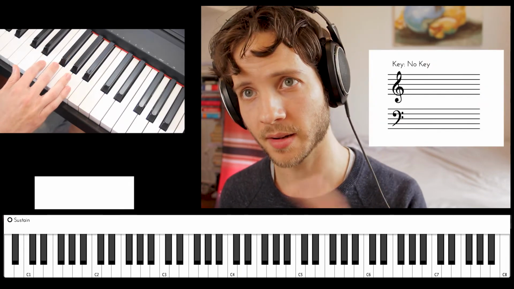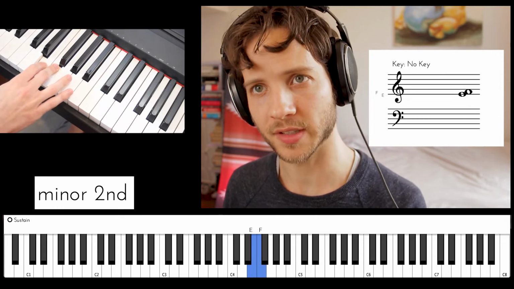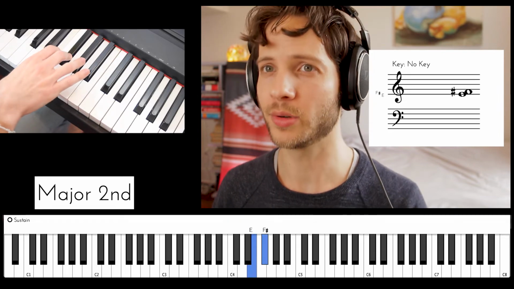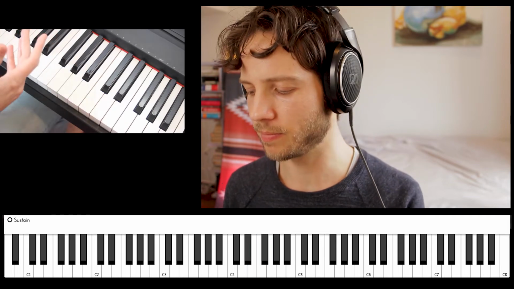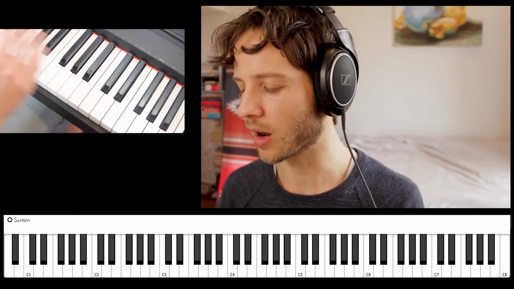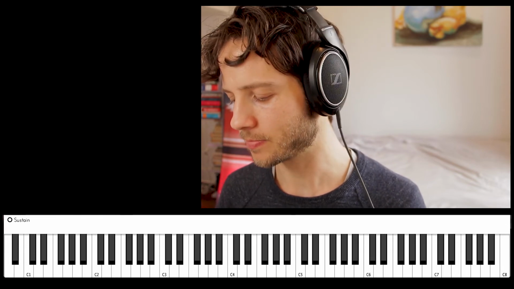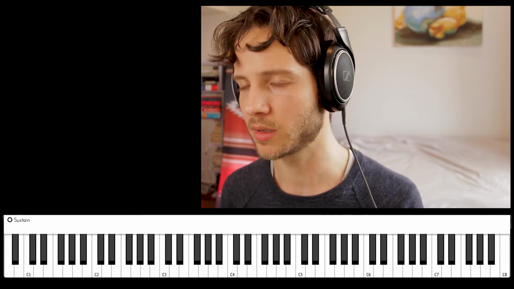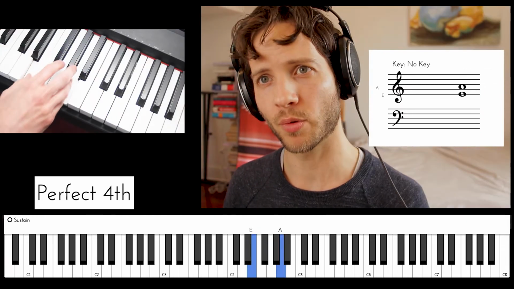Here coming up is the minor second. And the other name for this is a half step or a semitone. Okay, it's got a few names. Next is the major second, also known as a whole step or a whole tone, as you could guess. And we usually use the words half step and whole step when we're talking about actual movement, like in a scale or a melody. And we use the terms minor second and major second when we're talking about those being ingredients in chords, usually. Anyway, next is the minor third, the major third, the perfect fourth.